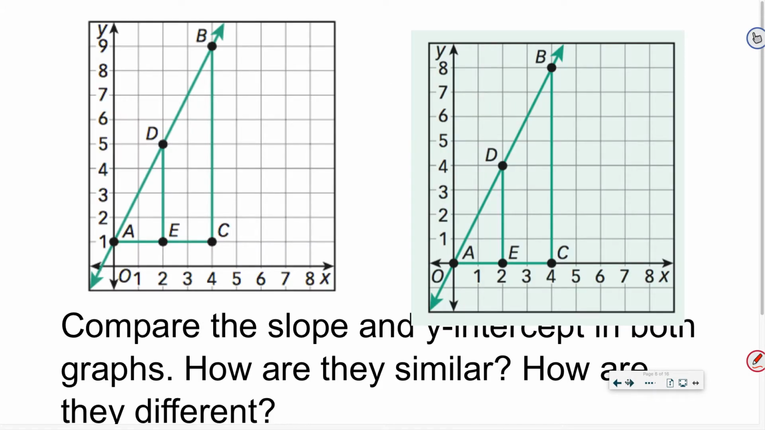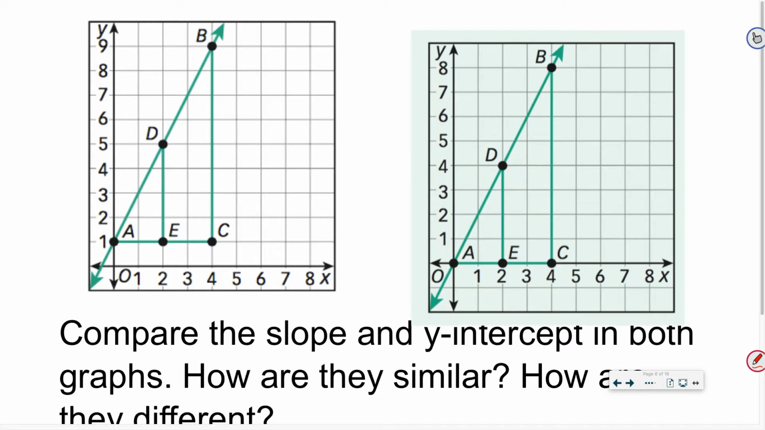Let's compare these two. Let's compare the slope and the y-intercepts. I want you to look at both graphs and find one similarity and one difference between them. When you find a similarity between the two graphs, give me a thumbs up. How about a difference? Start with similarity and then we're going to get to the difference.